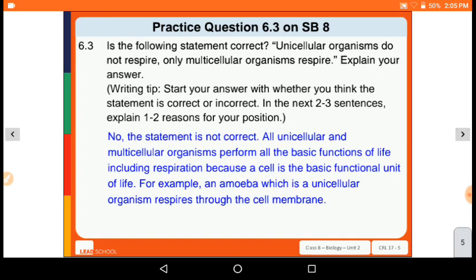So first I write that no, the statement is not correct. All unicellular and multicellular organisms perform the basic functions of life, including respiration, because the cell is the basic functional unit of life. For example, an amoeba, which is a unicellular organism, respires through the cell membrane.